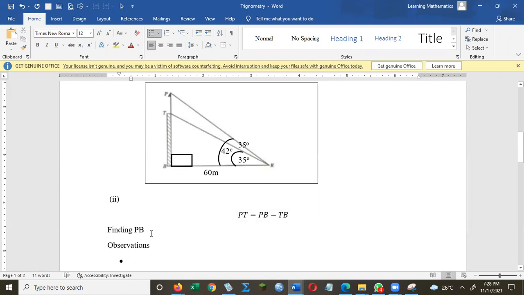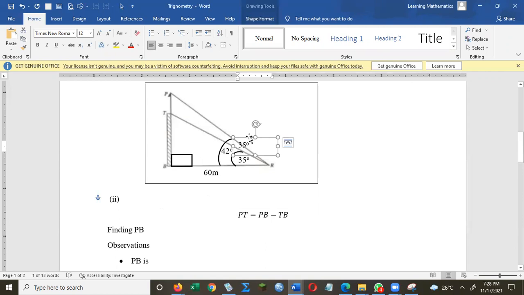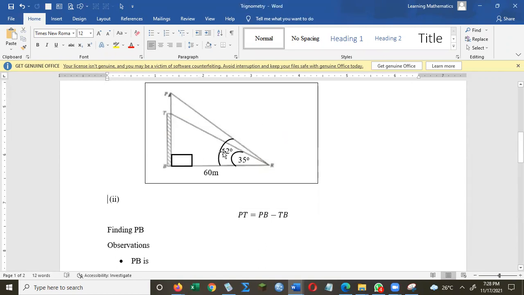First, we start with what we want to find. We want to find PB. PB is opposite to 42 degrees. You see it is away from it. So PB is opposite to 42 degrees.